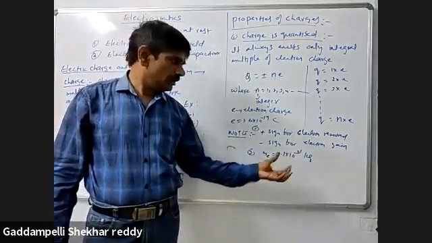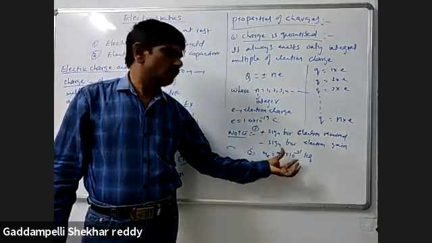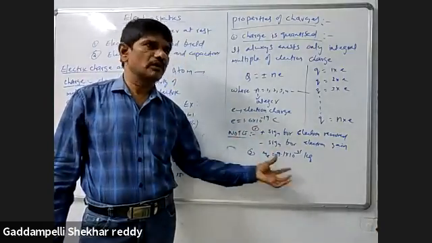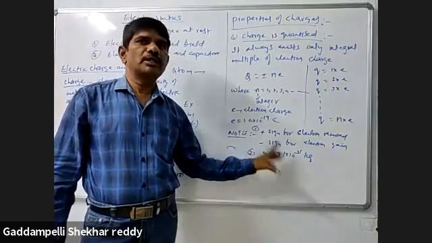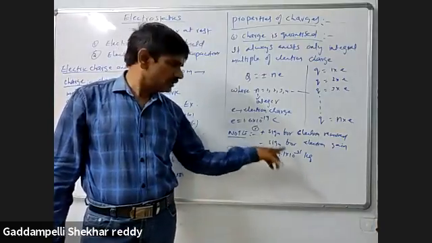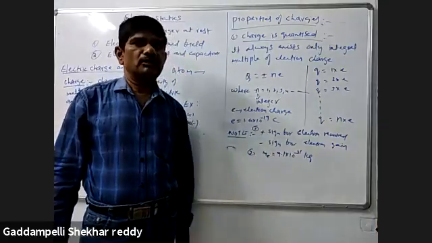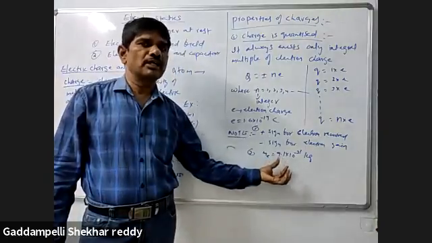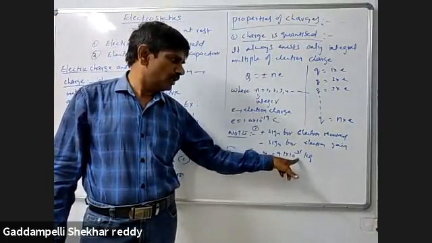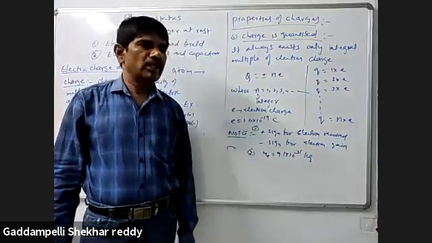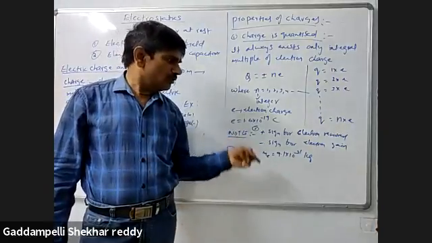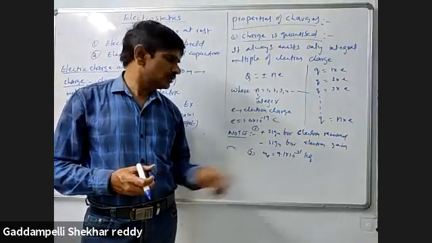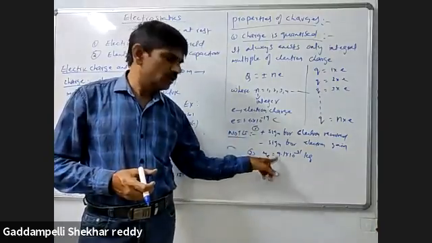For example, if a body loses one electron, what happens to the mass of the object? The mass somewhat decreases. How much? That is equal to the mass of an electron. Suppose a body gains an electron, the mass of the object somewhat increases, by 9.1 × 10^-31 kg. Finally, the conclusion: if the body loses electrons, the mass decreases; if the body gains electrons, the mass increases.